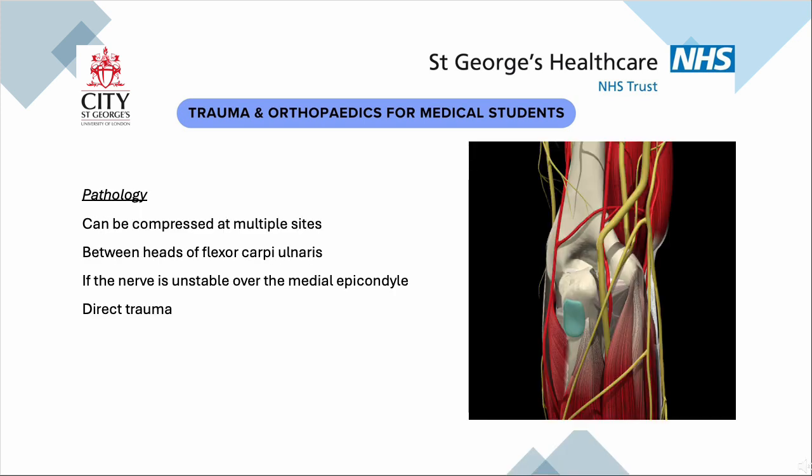The nerve can become compressed at multiple sites around the elbow and classically between the two heads of the flexor carpi ulnaris. It's also possible for the nerve to become unstable so that it flicks around the medial epicondyle as the elbow is bent, and it can be damaged by direct trauma or even repetitive trauma, generating scar tissue in that region.